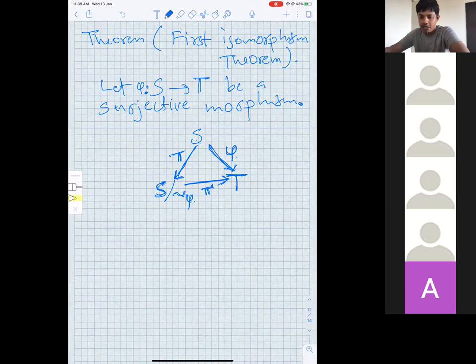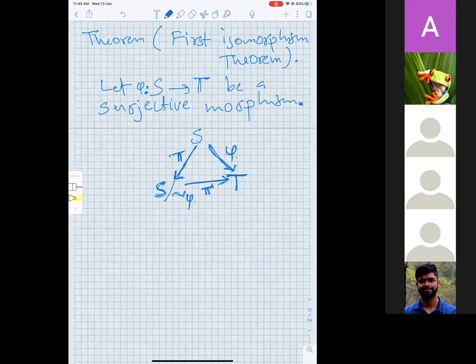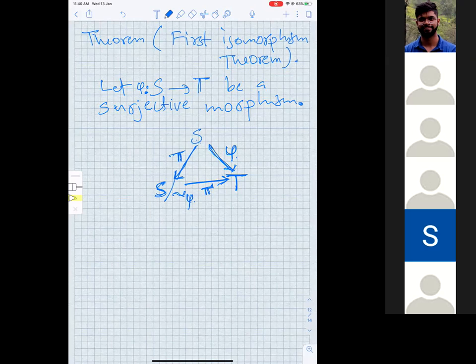Can somebody guess what this pi prime will be? Not Dhruv, not any BSc student. I wanted to hear from MSc students. Saina? Yeah. What can this be? What is this pi prime? Is it an isomorphism or a homomorphism? Yeah, it can be an isomorphism. In each equivalence class, take any element and the phi of that element. Yeah. So the first isomorphism theorem says that it is an isomorphism.